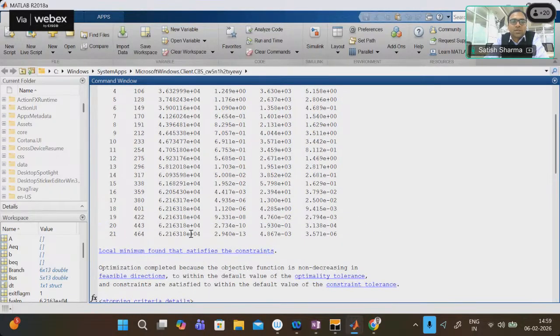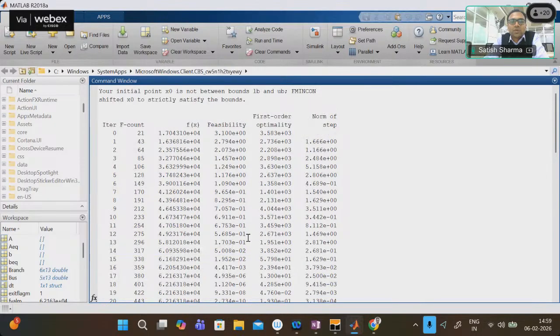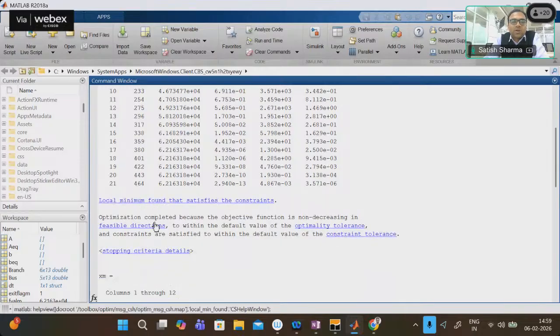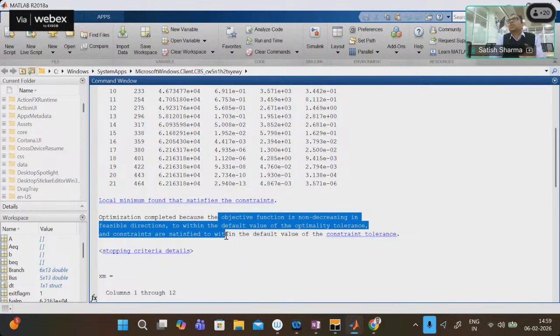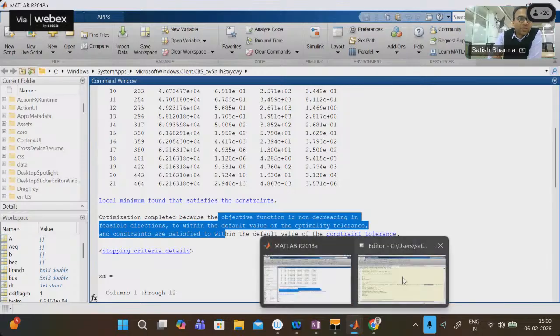It took 21 iterations to solve this particular problem, and then a local minimum is found. Optimization completed because the objective function is non-decreasing in the feasible direction. This message clearly says that a local minimum is found. fmincon is not certain whether the minimum obtained for this particular problem is a global minimum or a local minimum. That is the case with non-linear optimization: based upon the initial condition you will reach the optimal point, so you may end up with a local minimum, and everything depends upon the initial starting point which we have defined here in X0.